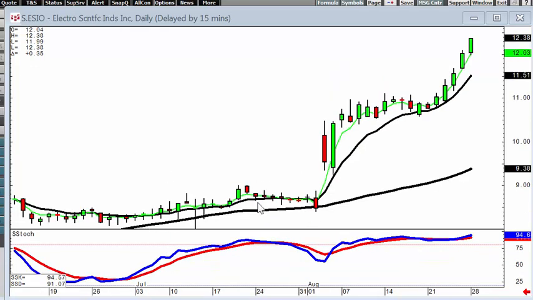That same scenario can be applied to our recommendation last week of ESIO. You can see the slow curve. You can see the breakout through this level. So we basically knew we had a wave 1, wave 2, with a breakout into wave 3.